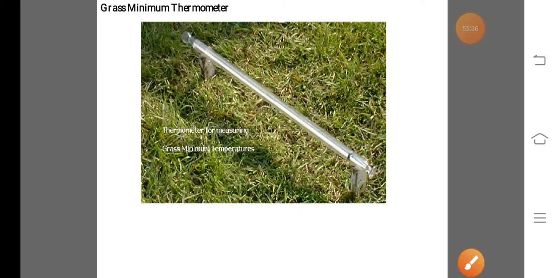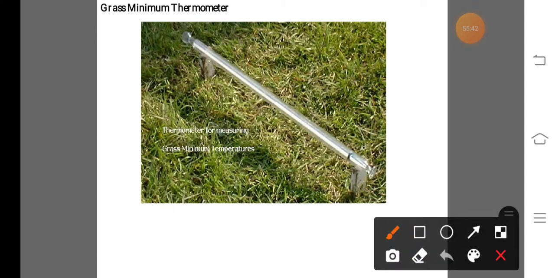this thermometer is used to measure the actual minimum temperature expressed by the plant near the ground surface. That means the actual minimum temperature of vegetation or grasses is measured by using this grass minimum thermometer. And this grass minimum thermometer also indicates the occurrence of frost. That means if 30 degrees Fahrenheit temperature is recorded in this grass minimum thermometer, at that time there may be the possibility of occurrence of frost.